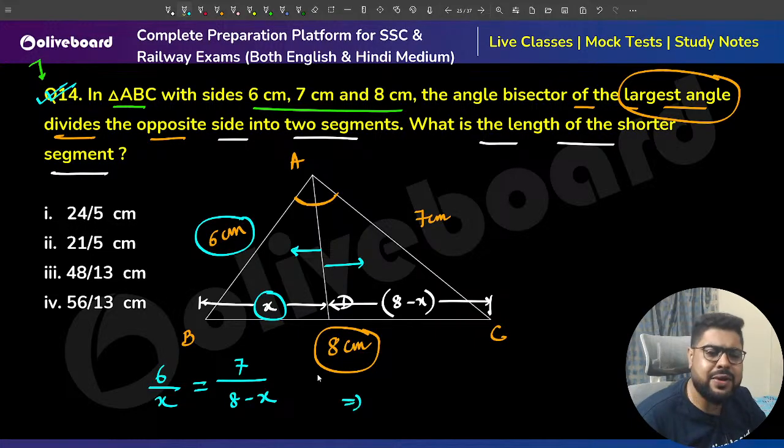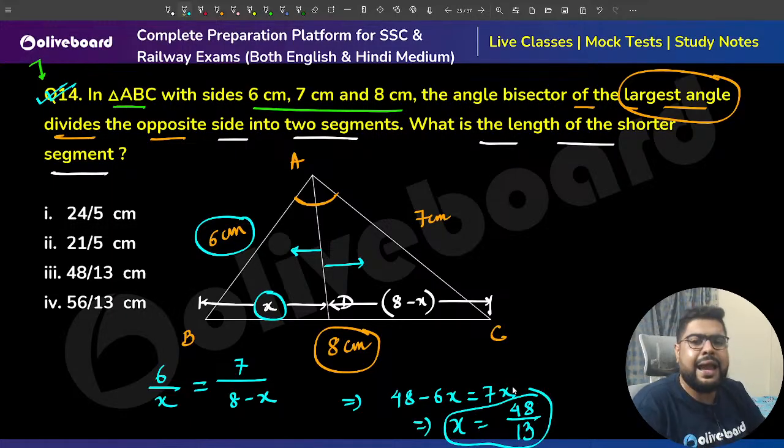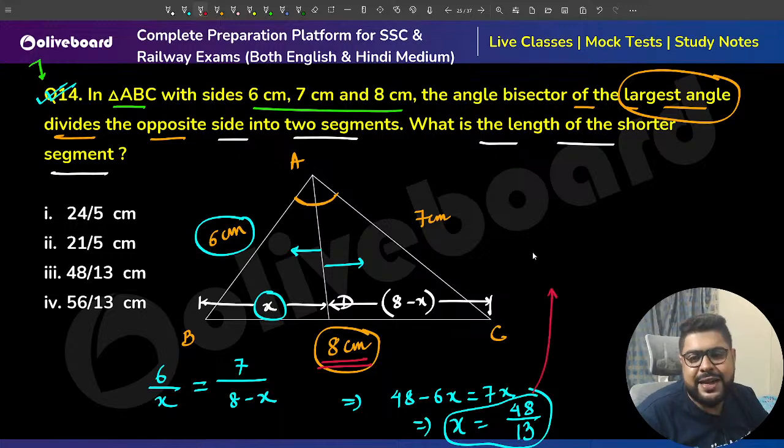So from there you can calculate: 6 8s are 48 minus 6x is equal to 7x. The x value will be 48 divided by 13. Right? Please understand, the side is 8. So this is the shorter segment.